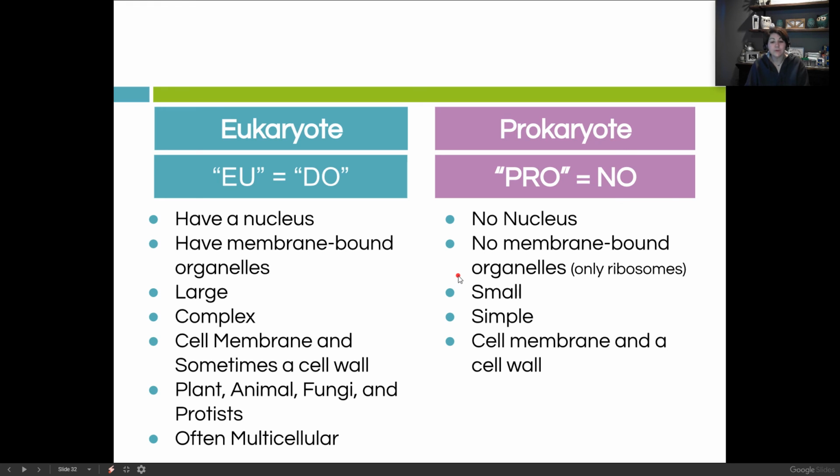And they also will have a cell wall. That's because they're so small and simple, they need added protection. So all prokaryotic cells will have a cell wall. Eukaryotic can have a cell wall, but oftentimes will not have cell walls. And then prokaryotics, again, only bacteria, and they're unicellular, only having one cell. So they say no to being multicellular.